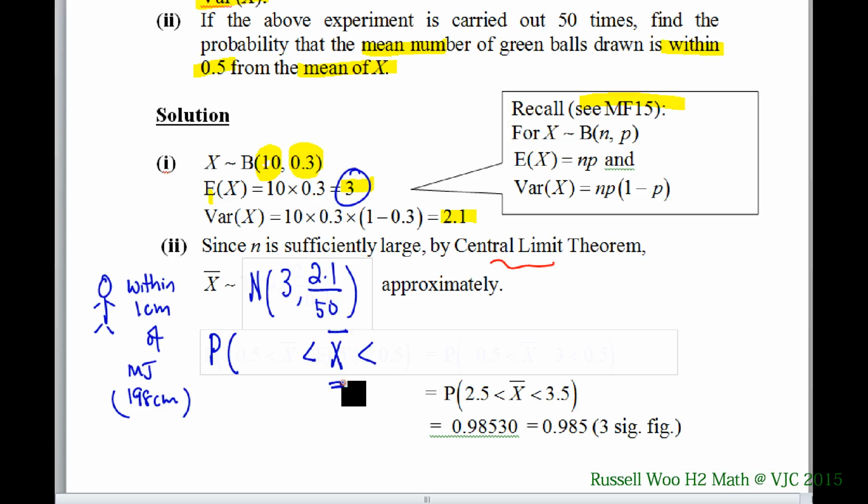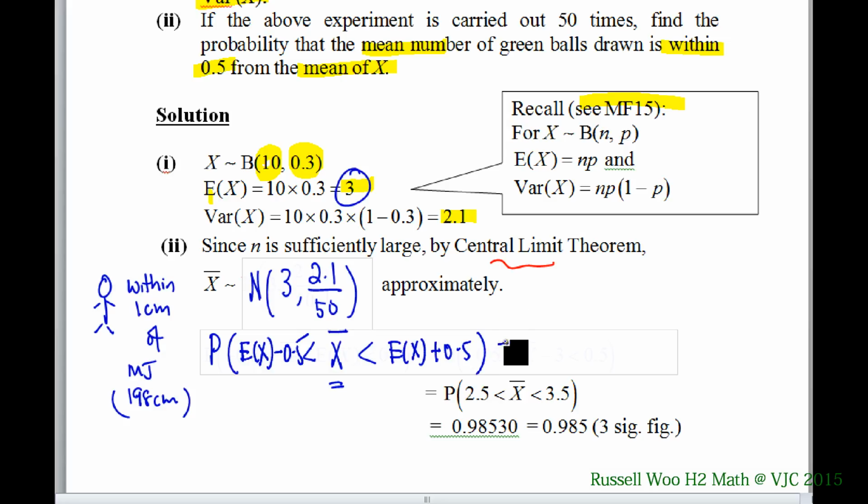X bar is within, that means between the expected value of X minus 0.5 and the expected value of X plus 0.5. Correct? Within 0.5 of the mean of X. Just in this case, we have a lower bound and upper bound. Right? Minus 0.5, plus 0.5.